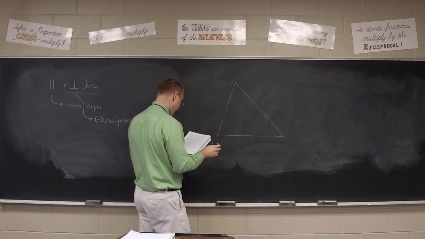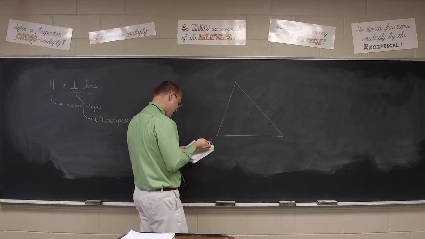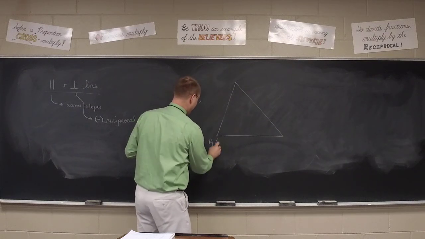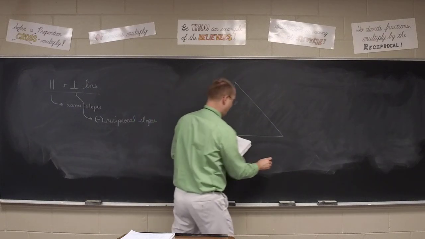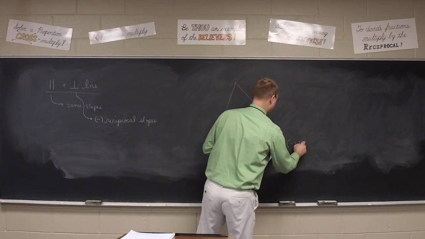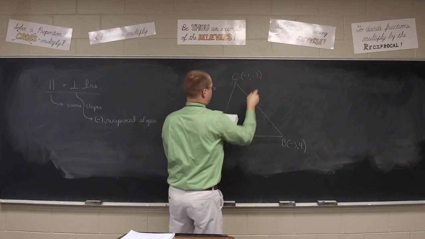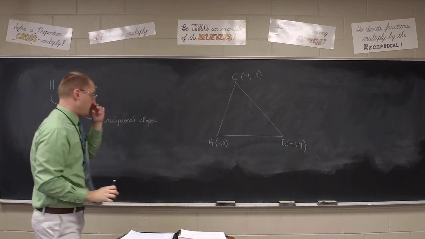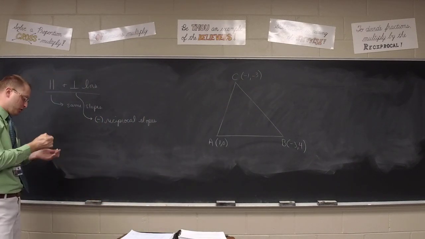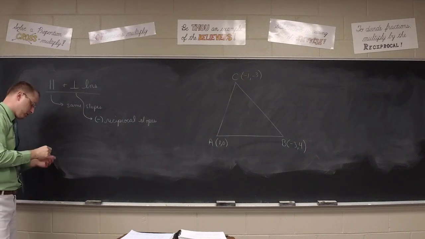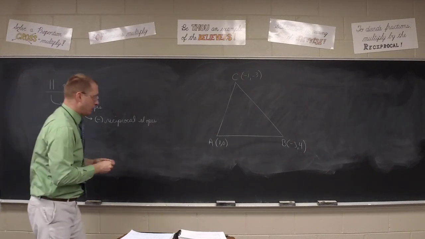All right, letter A on number 3, we got the point 1, 0. Letter B, we got the point negative 3, 4. And letter C, the point negative 1, negative 3. Now, obviously, there are how many altitudes that may be drawn in a triangle? 3. 3 altitudes.